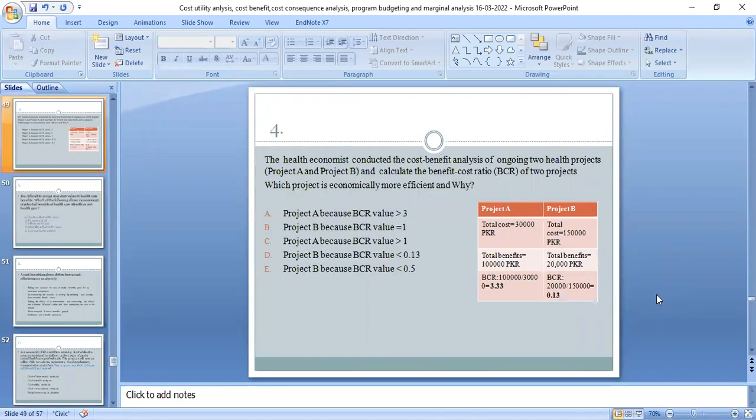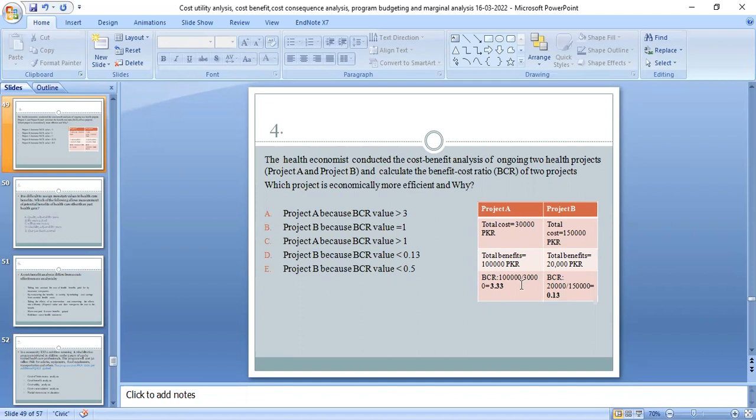Fourth MCQ: the health economists conducted the cost benefit analysis of two ongoing health projects, project A and B, and calculated the cost benefit ratio of the two projects. Which project is economically more efficient and why? For project A, total cost is 3,000. For project B, total cost is 1,50,000. Total benefits of project A is 100,000, and for project B, it is 20,000.